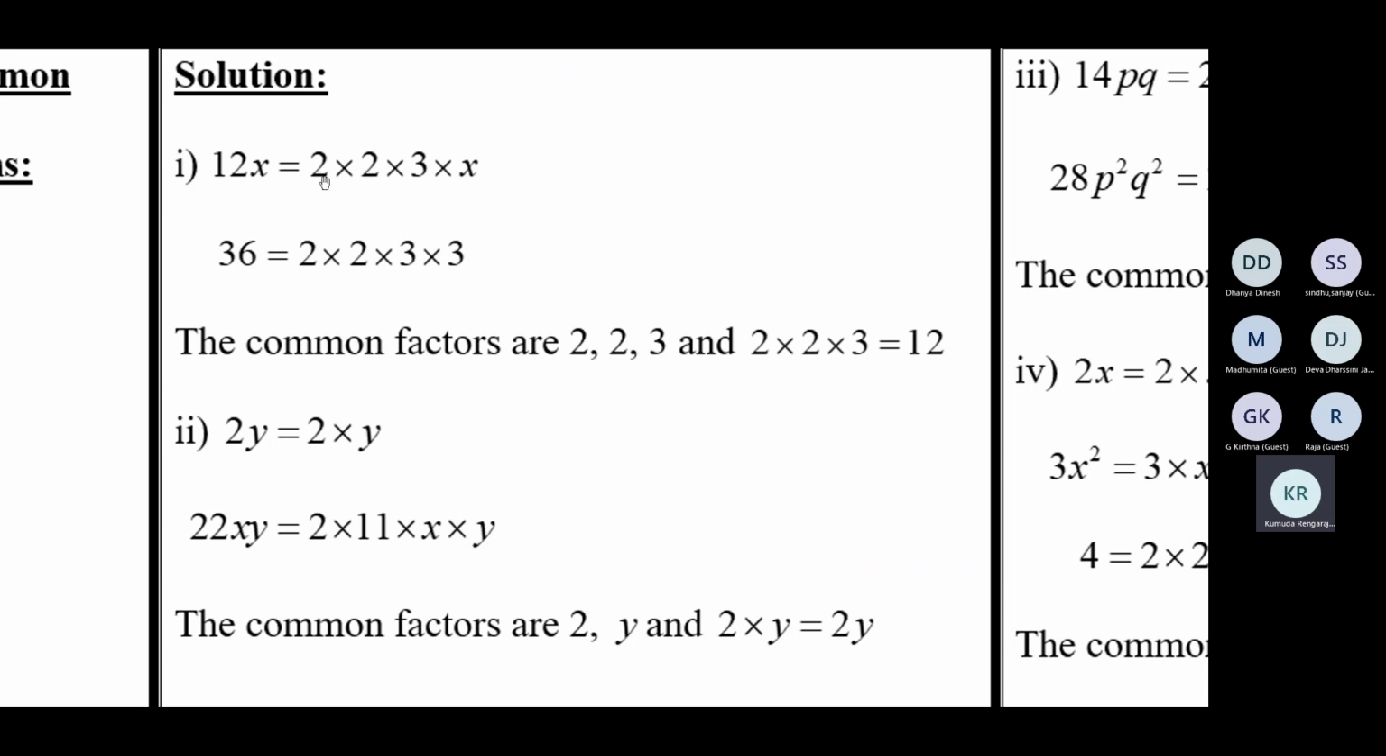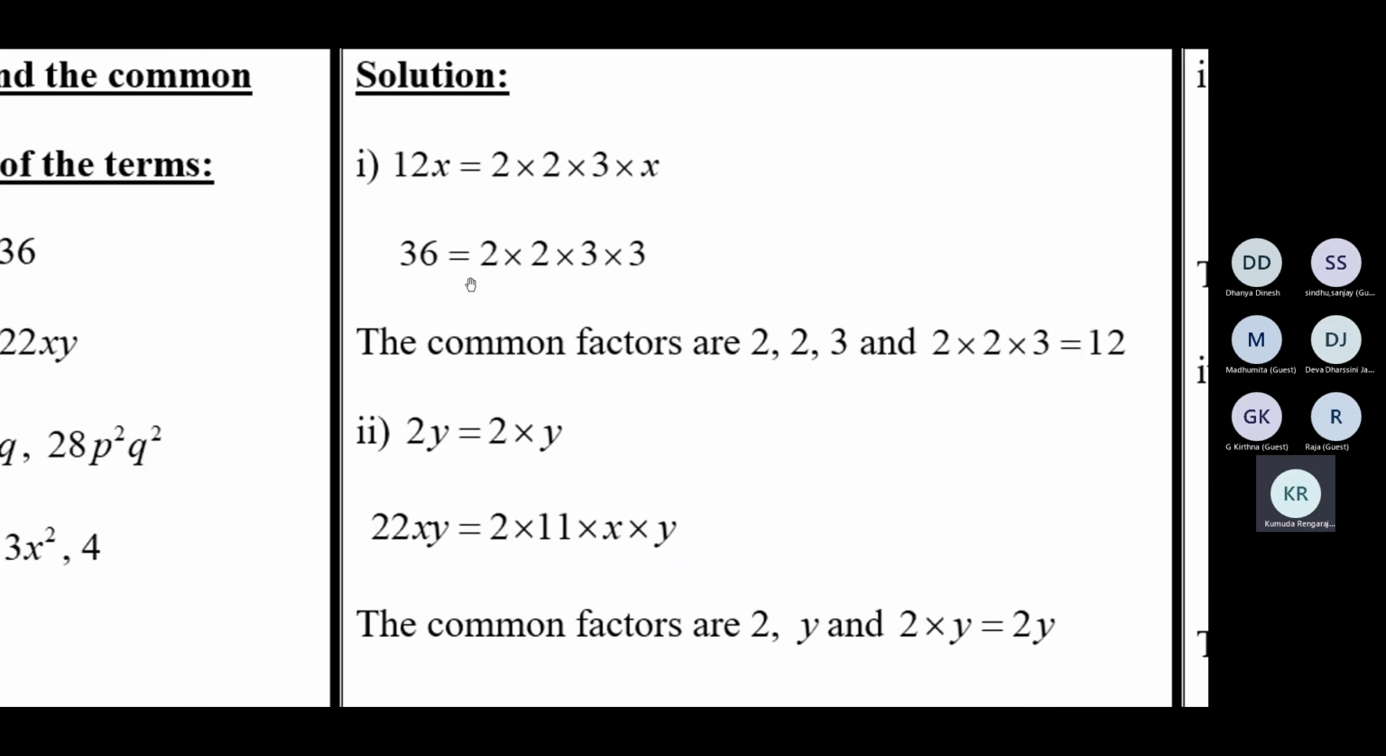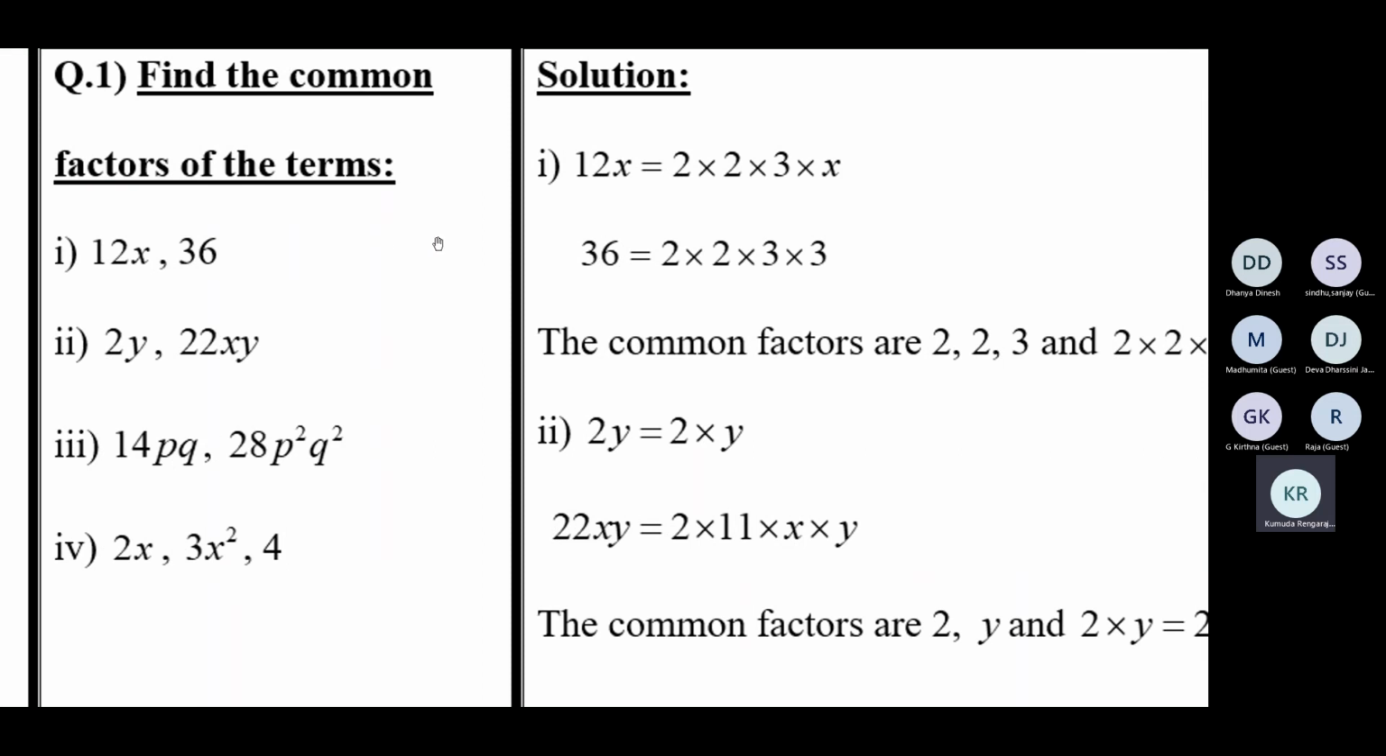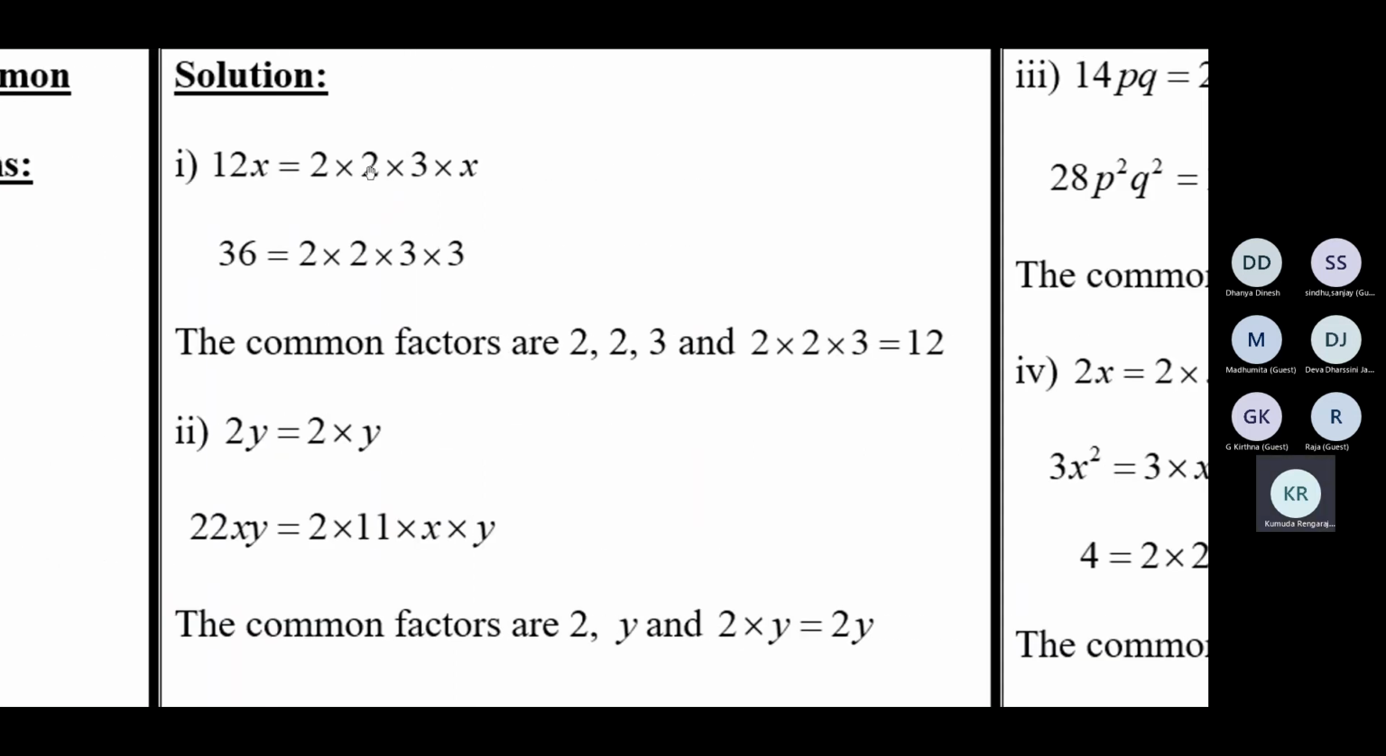Factorize 12x: 2 into 2 into 3 into x. 36 is 2 into 2 into 3 into 3. We have to find the common factors. See the heading? Find the common factors. So the common factors are 2, 2, and 3. And the product, that is the HCF of these two terms, is 2 into 2 into 3, which is 12. When you multiply them, you get the HCF, which is 12.